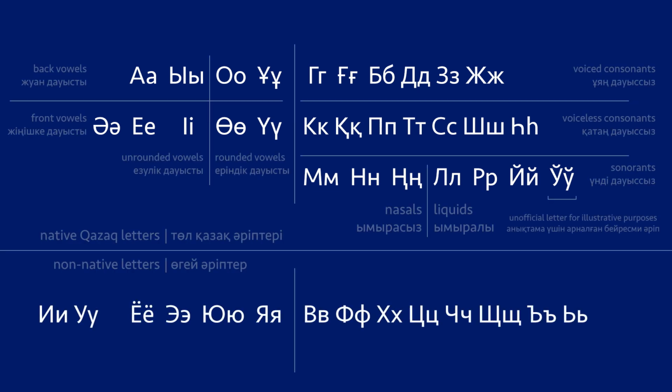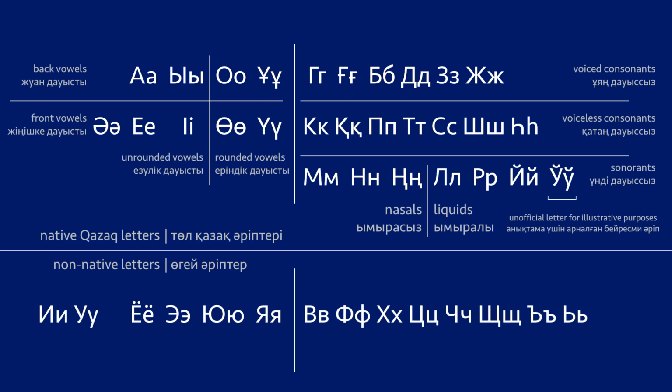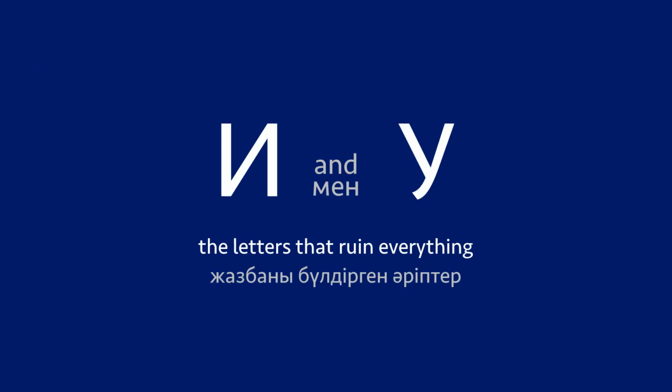Most of these non-native letters are used in unadapted loan words, but there are 2 problematic ones in particular that are ubiquitously found in native vocabulary and suffixes, which beg to be explained. This brings us to the most complicated and necessary part of this video, explaining how I and U are very problematic and don't make any sense.